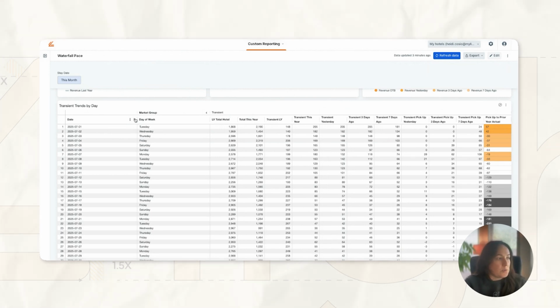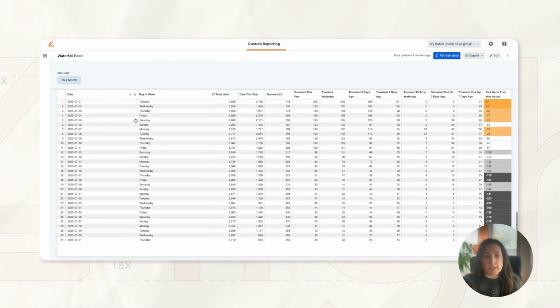Now we know total rooms sold last year versus this year, what that pickup trend was like this year versus the pickup trend same time last year, and then what that pickup is to last year actuals. So you can see in the call out where if the pickup is trending higher than last year actuals or at a faster pace, you'll see it in that orange coloring there, versus where it's picking up slower, you'll see it in that gray coloring. Hopefully this helps you learn a couple new reports, but that's what the waterfall pace is.